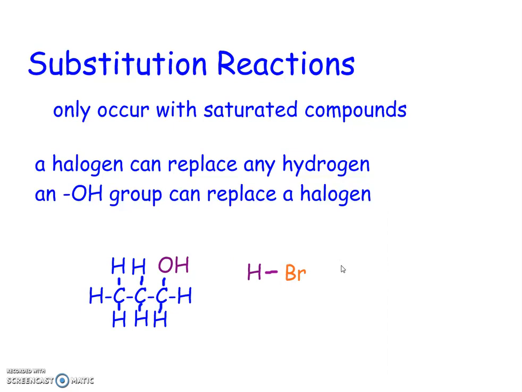So again, if I have a halogen, the halogen can replace any hydrogen that is part of my compound. So there are several different products that I could end up with. However, the OH group can only replace a halogen. It is not strong enough to kick off a hydrogen.